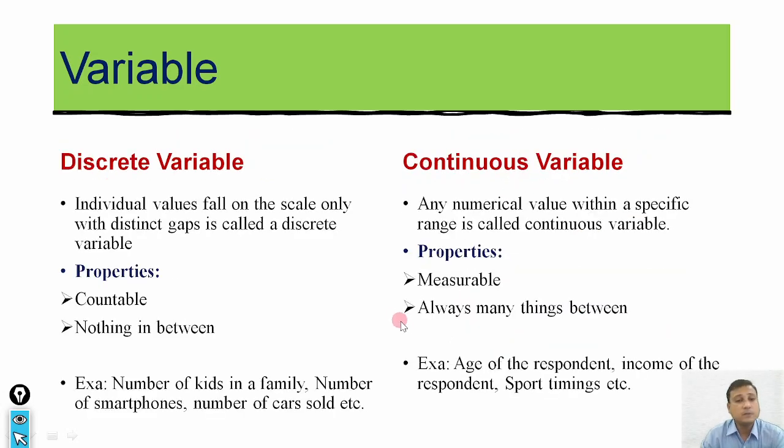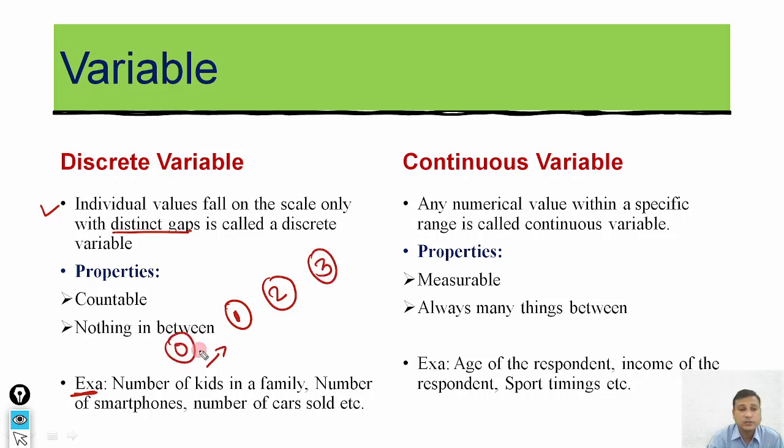Now, if I go further, the next type of variable is discrete and continuous variable. This is also a very interesting type of variable. What is a discrete variable? When the individual values fall on the scale only with distinct gaps. And to understand this in a better way, let me take you to the example here. If we ask our respondent the number of children in the family, how will be the response? He will say either in my family there is only one kid, or there are two children, or there are three children, or there are no children, null.